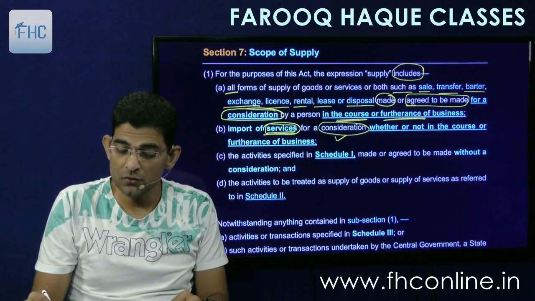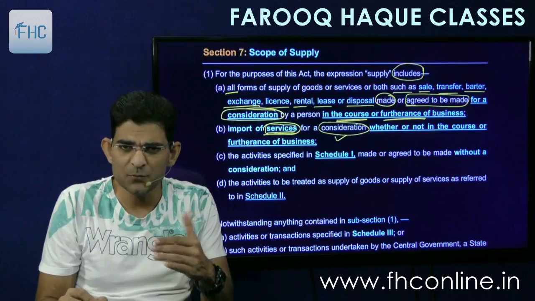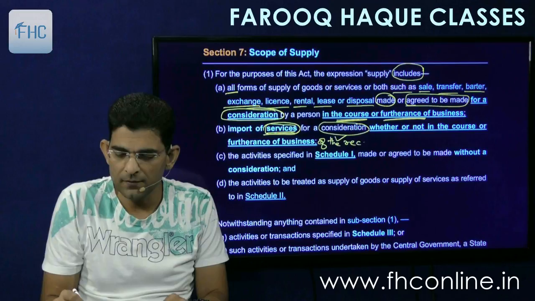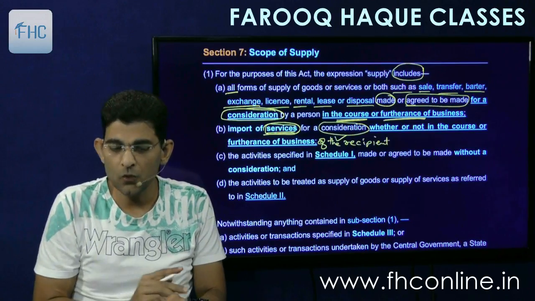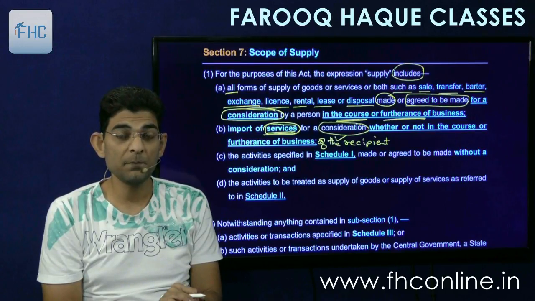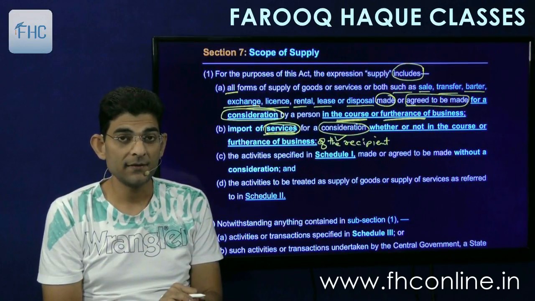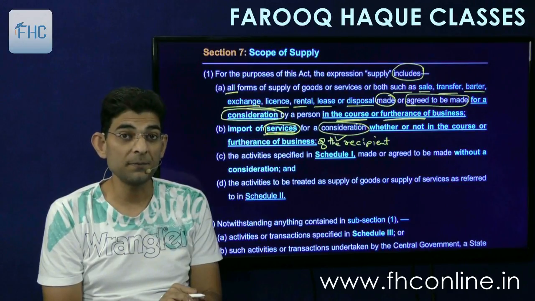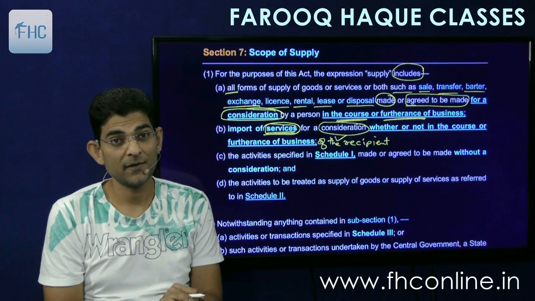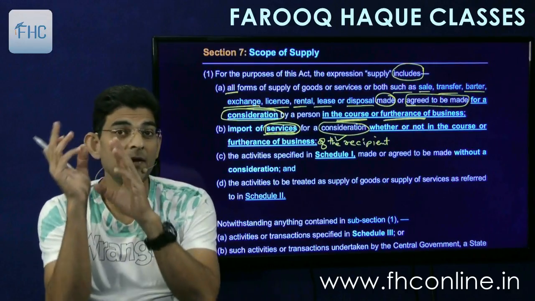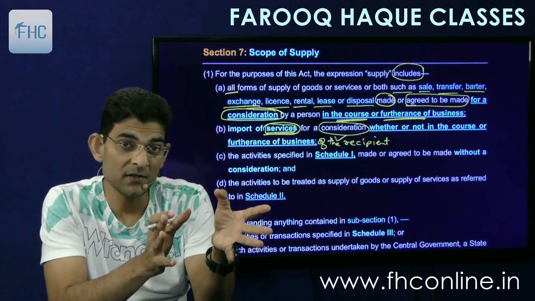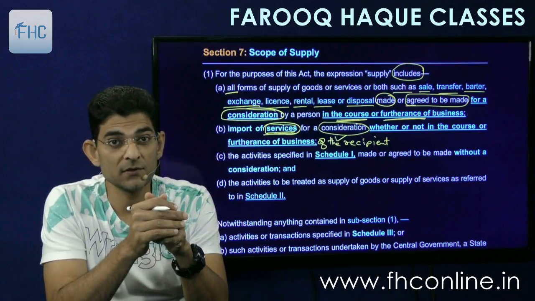So in the course of furtherance of business, you add these points so that you will remember of the recipient. Of the recipient. I'll tell you why. Because in case of import of services, the tax is chargeable on the recipient. It comes under reverse charge mechanism. Reverse charge mechanism applies here. The importer of service, the person who receives the service, the person who is the recipient, is liable to pay tax. Okay.